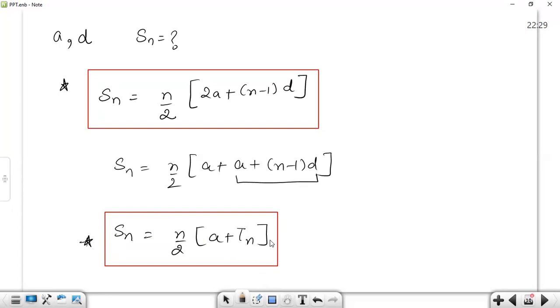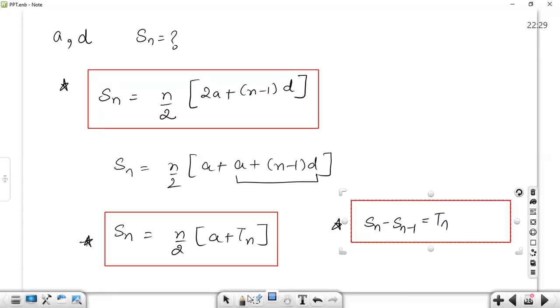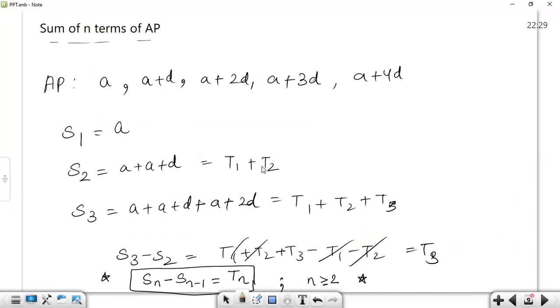Clear? And there is one more formula: the sum of n terms minus the sum of n minus 1 terms is the nth term, only and only when n is 2 or greater than 2. Clear? Any doubts? No, sir.